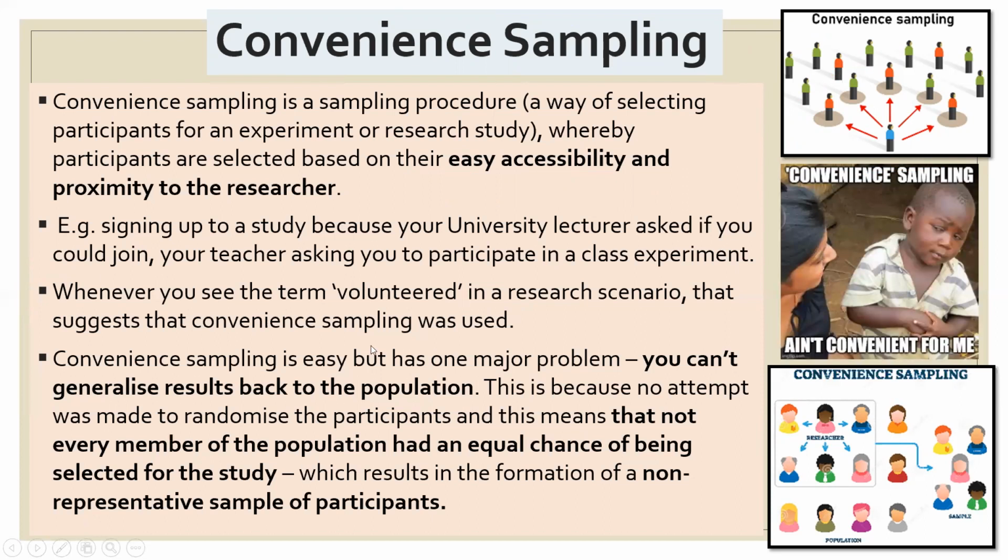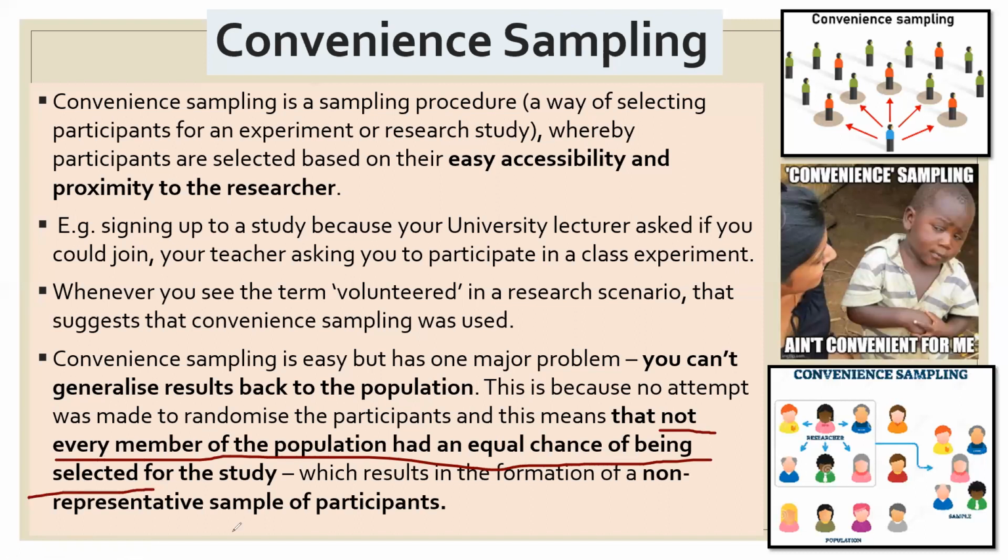Okay, so convenience sampling is really easy and amazing, but the only problem is you're only choosing people who are close to you. You're not making it so that every person in the population has an equal chance of being selected. Now that sounds really confusing, but it's not. I'll explain what that means. That basically means that we haven't made an attempt to randomize participants. We haven't made an attempt to ensure that every member of the population has an equal chance of being selected.